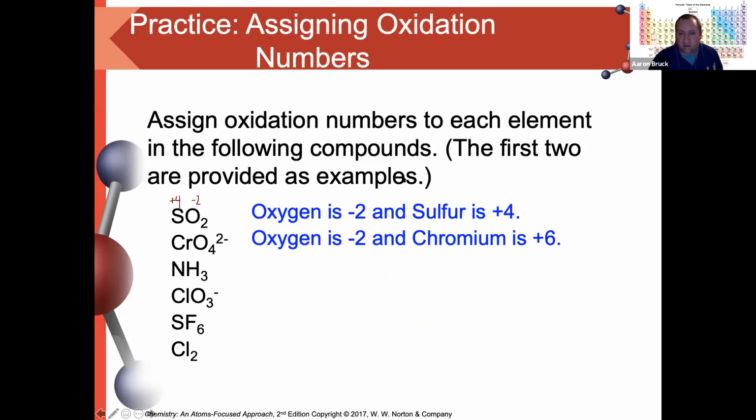I can use a similar line of logic for the chromate. So I've got a chromium and 4 oxygens, and that's going to give me a total charge of -2. Again, oxygen is usually -2. So I've got chromium plus 4 times -2, which is -8. Chromium plus -8 is -2. So chromium must be +6. So I've got a +6 state for the chromium and a -2 state for the oxygen, and those are my oxidation numbers there.